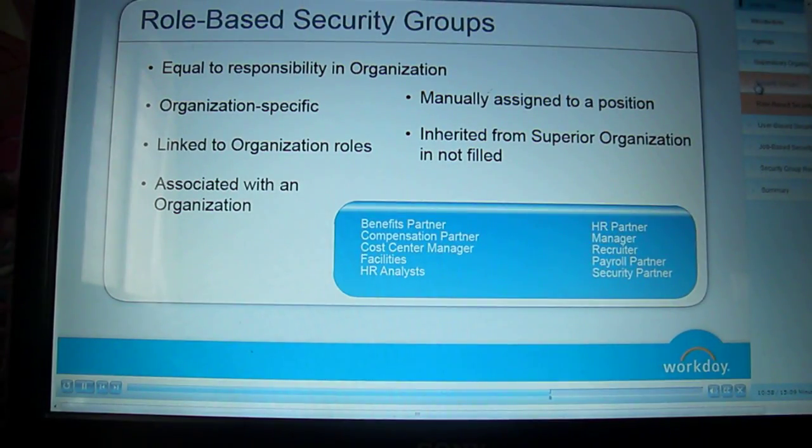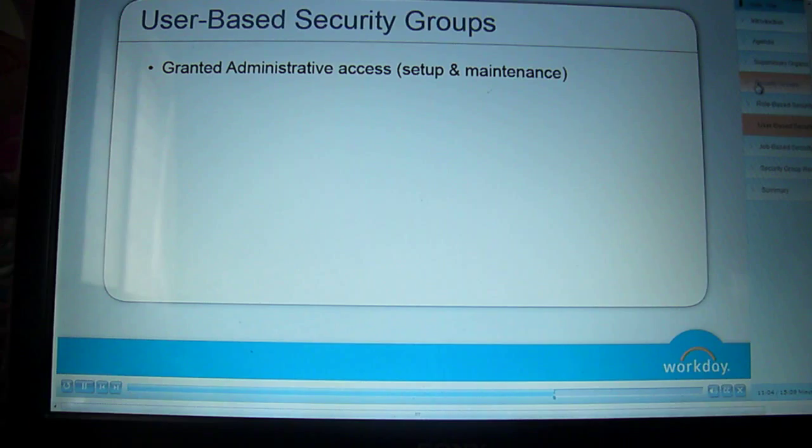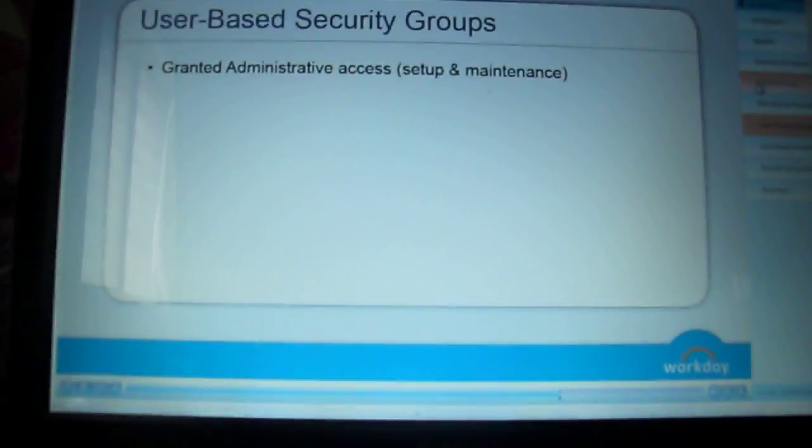Here is a partial list of organization roles. Generally, partner roles are organization roles. Someone in a user-based security group will be responsible for setting up information in the system and initiating certain processes in areas such as human resources, compensation, or benefits.